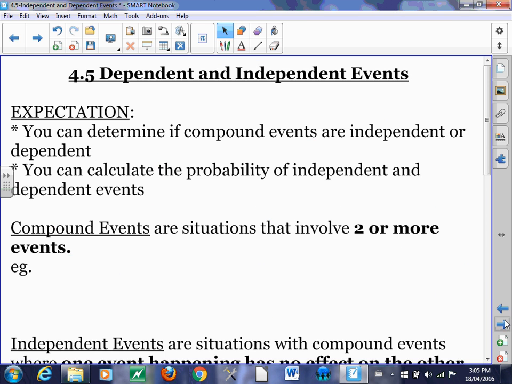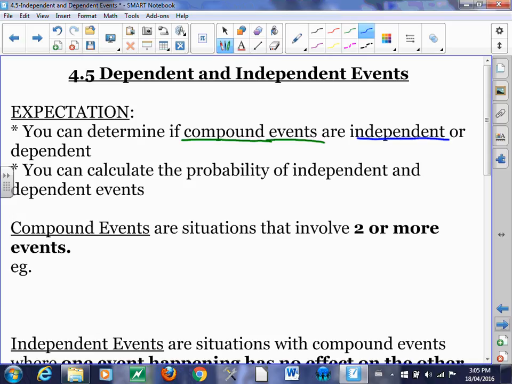Let's get to today's lesson. So today we are going to talk about what compound events are, and if they are independent or dependent. And then we're going to calculate the probabilities of each.